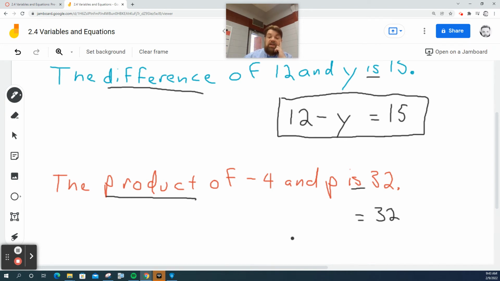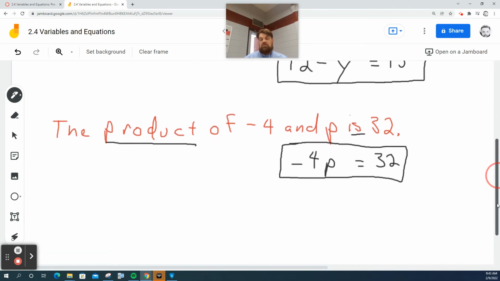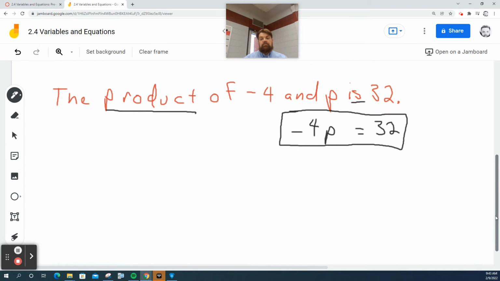Multiply. So now if I say 4 times or -4 times p, in algebra, we don't put the times, we don't put a multiplication sign. We just say -4p. And that means that we're multiplying it. Okay? Uh-oh, I hope I have a space to do the last one. I was writing real big. I think so. All right, here we go.